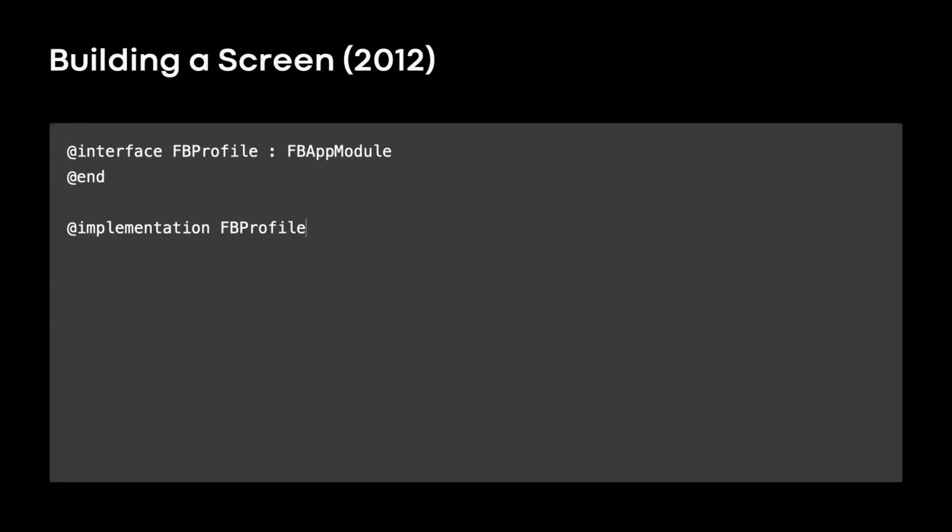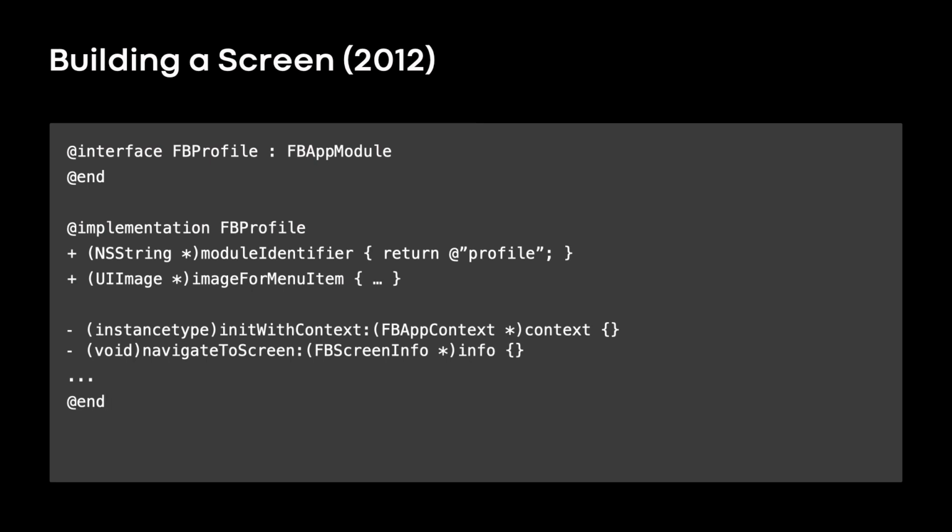So this is what it looked like to integrate a screen or a product into the Facebook app around 2012. First thing is you would register your product by subclassing FBAppModule. And then during app startup, we would iterate through all the classes in memory, find the ones that subclass FBAppModule, and initialize them. Each module would be given a key or an ID, and we use this for navigation, for analytics, anything that needs an identifier.